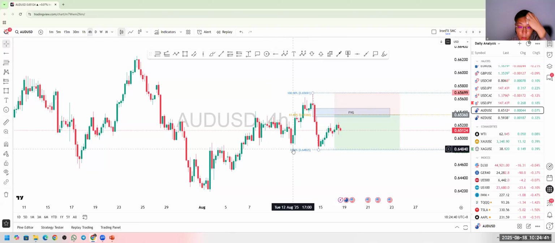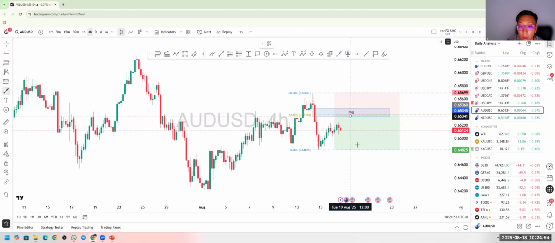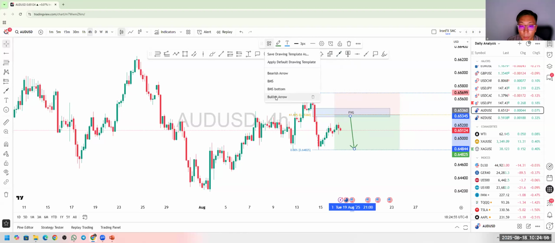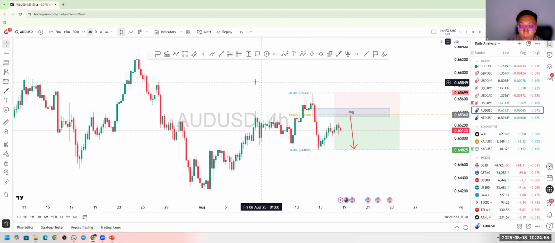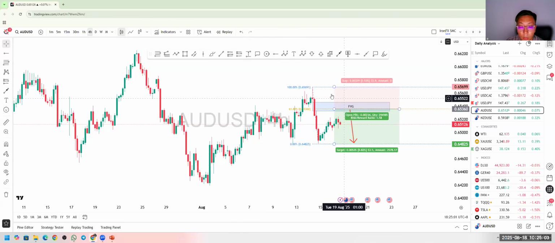Let me see. Yeah, we have strong bearish candles over here. We also have a fair value gap. We also have a 61.8% Fibo retracement level within the fair value gap. So this could be a potential sell opportunity towards the downside. Okay, then I think it's pretty straightforward.